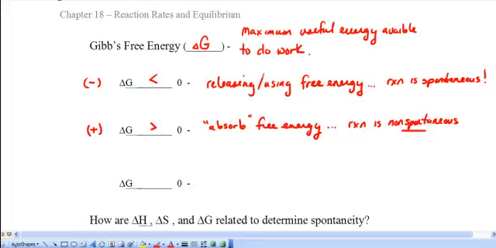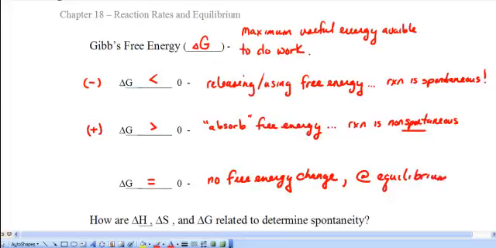There's one other scenario that we hadn't really looked at with entropy and enthalpy, is the fact that these things could in fact equal 0. Well, in the case of delta G, if delta G is equaling 0, it means that there's no change in free energy in either direction. And if there's no free energy change, that means that the system is not undergoing any change, and that would mean that that system is at equilibrium. Because you have no overall change happening.